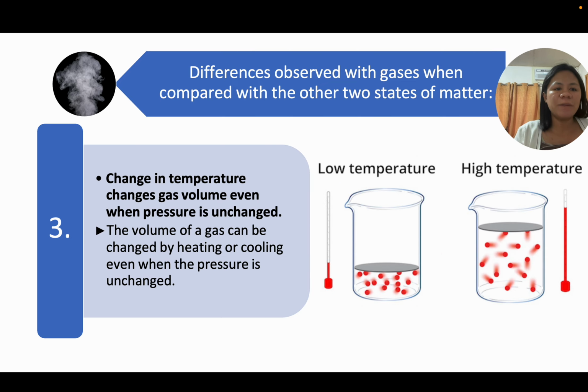Number three, change in temperature changes gas volume even when pressure is unchanged. The volume of gas can be changed by heating or cooling even when the pressure is unchanged. Because of high temperature, it can cause movement or expansion of the gases that are present. So temperature can affect the volume of a gas.